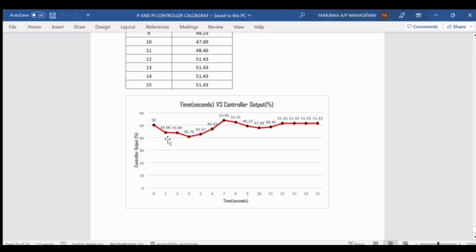As you can see, the value is decreasing, increasing, and at the end it keeps constant. So these are the calculations, graph and table for my part. That's all. Thank you.